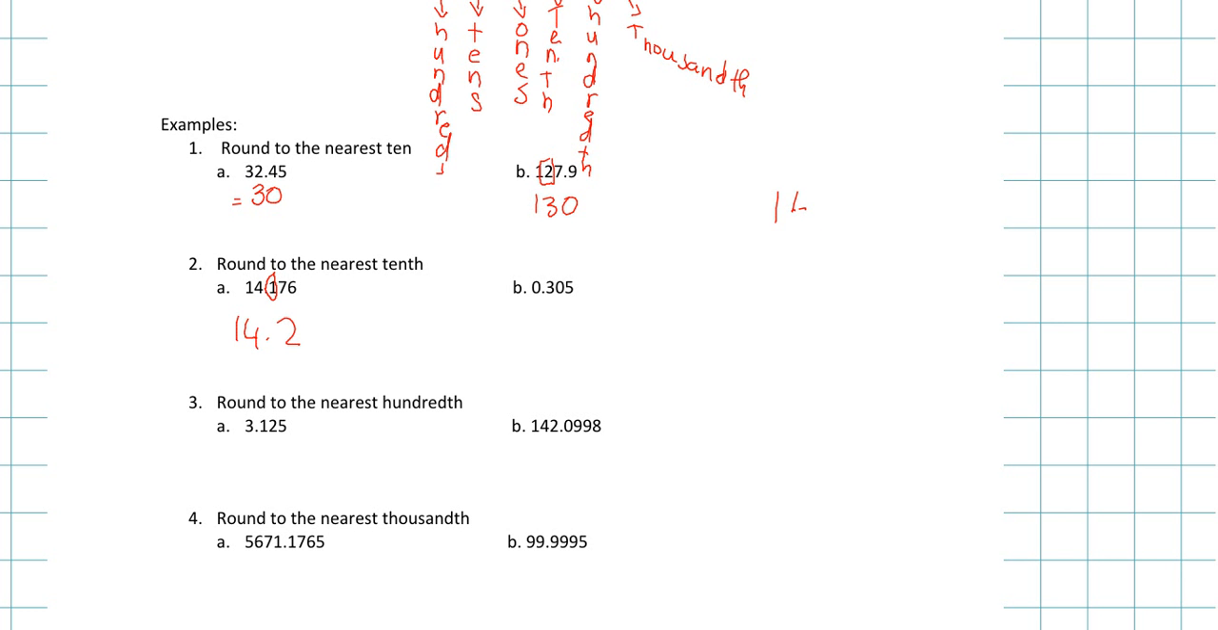How do you round this to the nearest tenth? 0.3, right? Again, this 3 is my tenth digit. After it is a 0, so I don't need to change that 3.